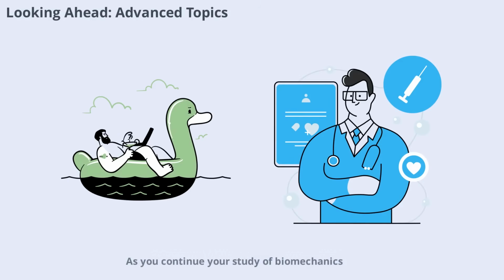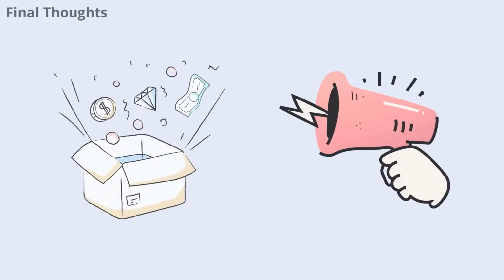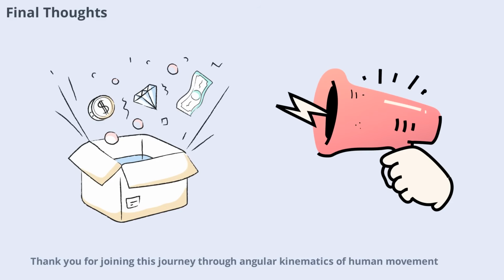As you continue your study of biomechanics, you'll encounter more advanced topics like three-dimensional motion analysis, inverse dynamics, and muscle modeling. Each builds on the foundation of angular kinematics, expanding your ability to analyze and optimize human movement in greater detail. Thank you for joining this journey through angular kinematics of human movement.